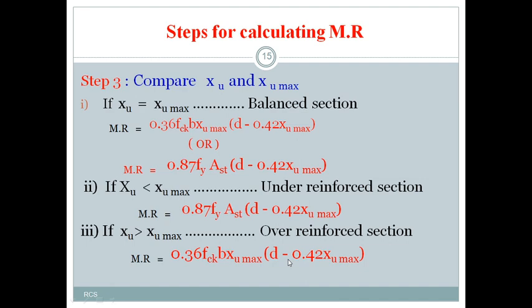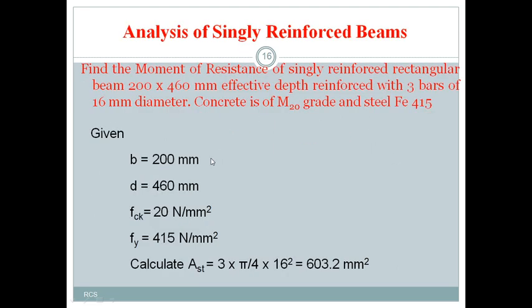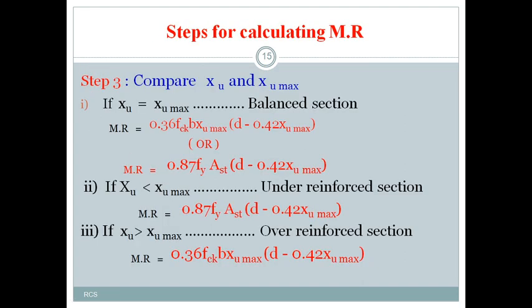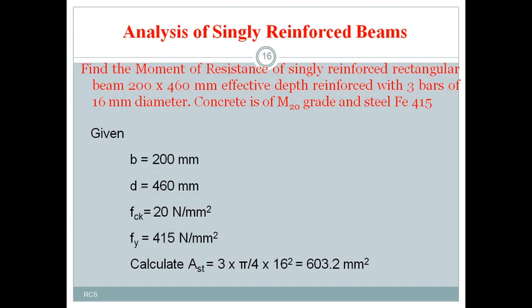So after establishing the condition, we have to decide what type of section it is. Based on the section, we use the moment of resistance formula, and finally we can calculate the moment of resistance. So this is the whole concept of calculating moment of resistance for a singly reinforced rectangular beam. By using all those concepts, now we'll solve some problems in today's lecture. Right, so let us take the first problem.